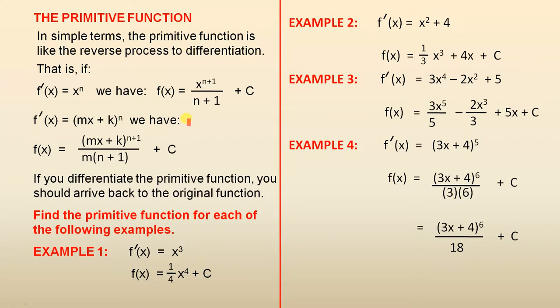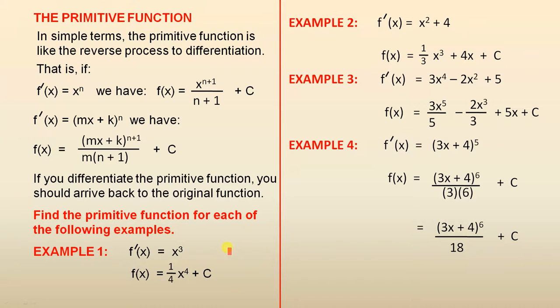If f dash x equals mx plus k to the power of n, where m and k are constants, f x equals mx plus k to the n plus 1 over m outside of n plus 1 plus c, where c is a constant. If you differentiate the primitive function, you should arrive back to the original function. That is, if you differentiate that, you'll get that. If you differentiate that, you'll get that.